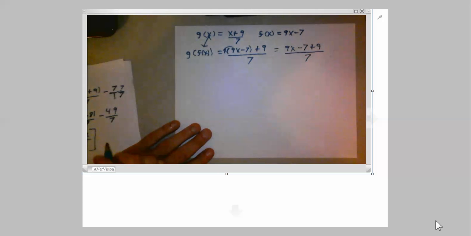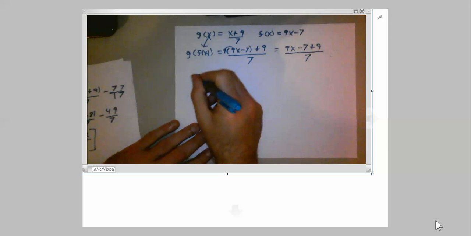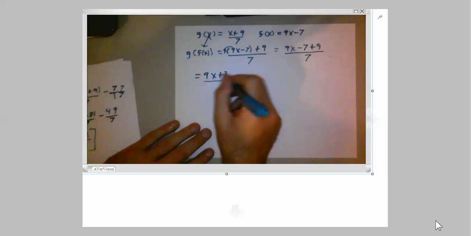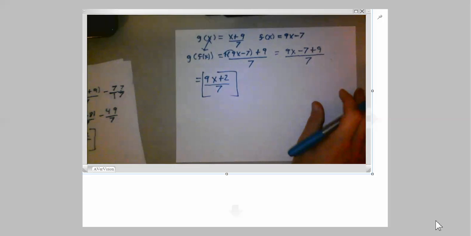And a negative 7 and a positive 9 is going to be a positive 2. So this is going to be equal to 9x plus 2 divided by 7. And that's my answer for this question.